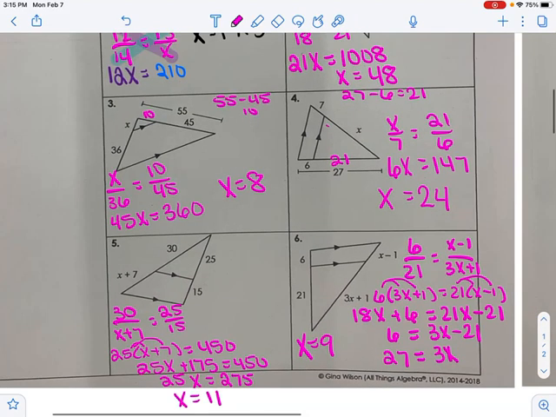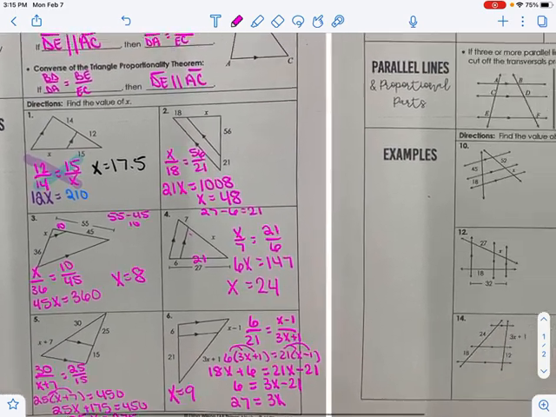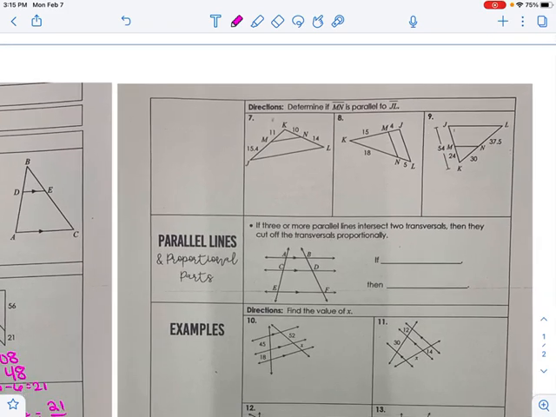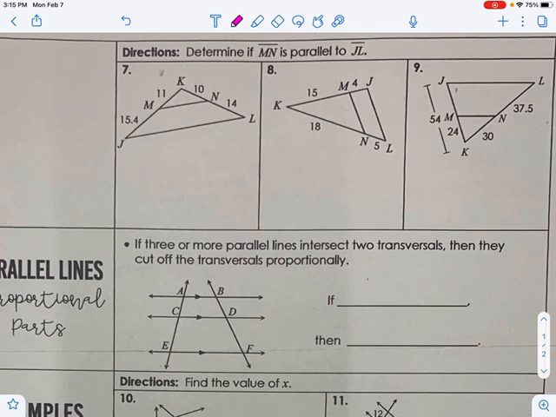Okay. Pretty straightforward stuff. That's the solving for x part. When we go over to the back, this is what I told you. We have to decide if we have parallel lines for 7, 8, and 9. So you're going to do the same thing you've been doing. Build your fractions, even though you don't have an x. So 11 over 15.4 is equal to 10 over 14.